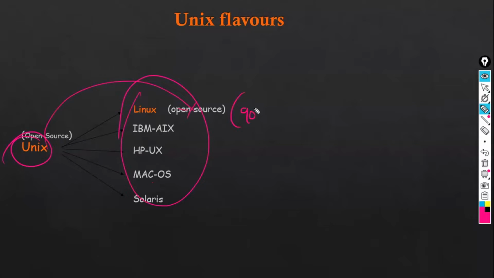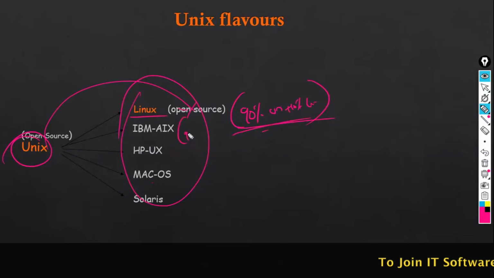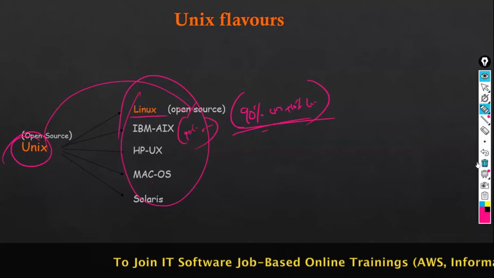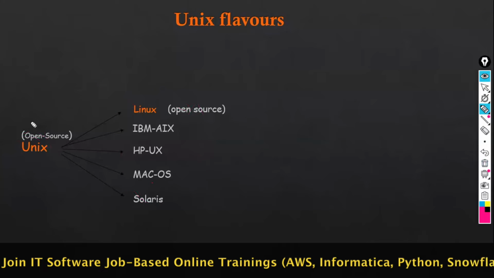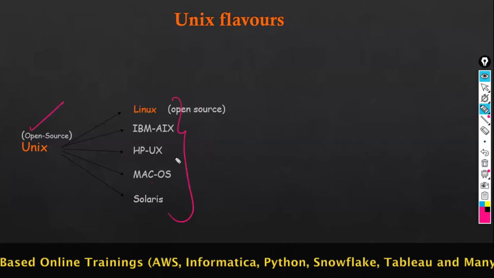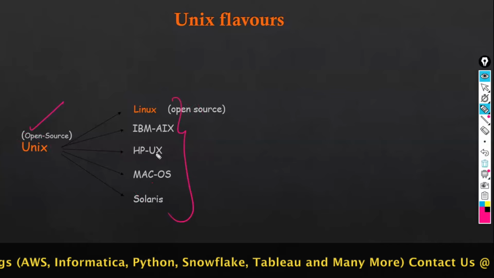Almost 90% of these operating systems is Unix only, with about 10% changes on top, like Linux. Here also they took almost 90% and added their changes. So the core operating system is Unix only. This is like the parent, and these are like child operating systems.